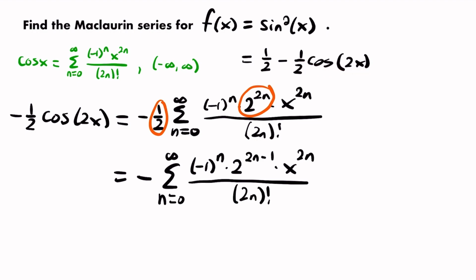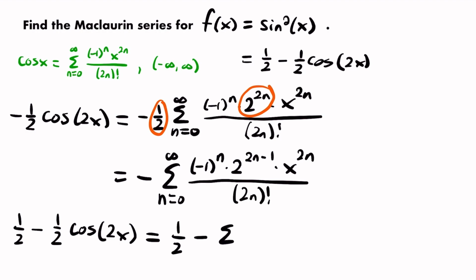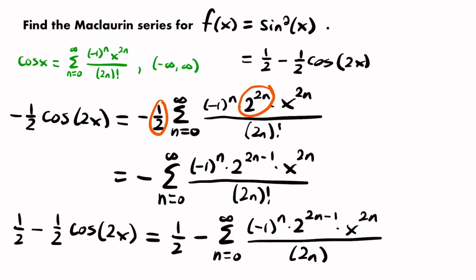So we have one more step to take care of here, which is to add a 1/2 to the front of that function right here. So if we do that, we can add 1/2 to this series as well. We'll have 1/2 minus 1/2 times cosine of 2x, and that will be equal to that 1/2 minus the sum from n equals 0 to infinity of negative 1 to the power of n times 2 to the power of 2n minus 1 times x to the power of 2n divided by 2n factorial.